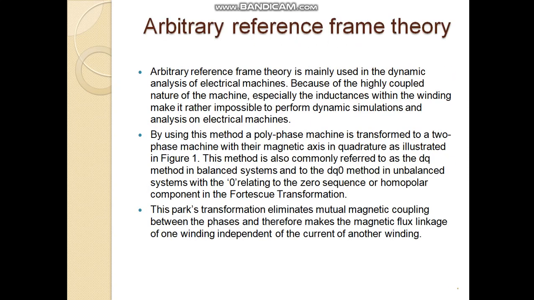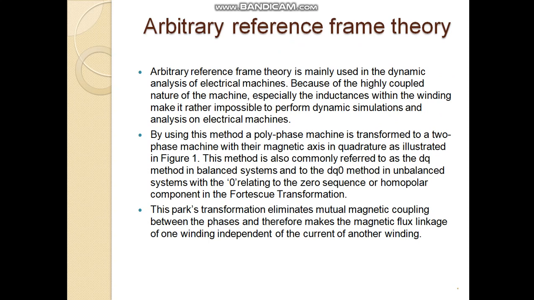Arbitrary reference frame theory is mainly used in dynamic analysis of electrical machines. Because of the highly coupled nature of the machine, especially the inductances within the windings, it is rather impossible to perform dynamic simulations and analysis on the electrical machines directly.